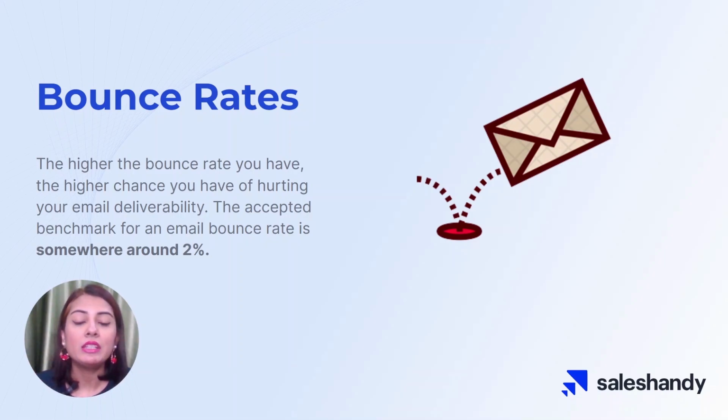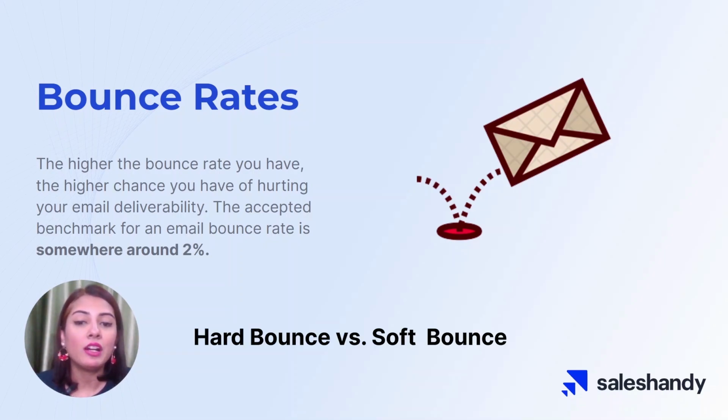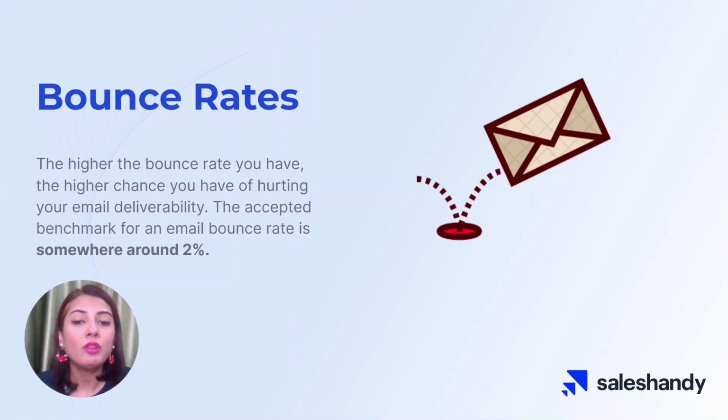However, if your bounce rate is above 5%, then it is time to bring down that number to a healthier range by following the best email deliverability practices. There are 2 types of bounce rates, by the way. There's a hard bounce and there's a soft bounce. A hard bounce is usually indicative of a permanent, irreversible error, most likely due to an invalid email address. To protect and maintain your sender reputation, exclude these email addresses from your list for future campaigns.